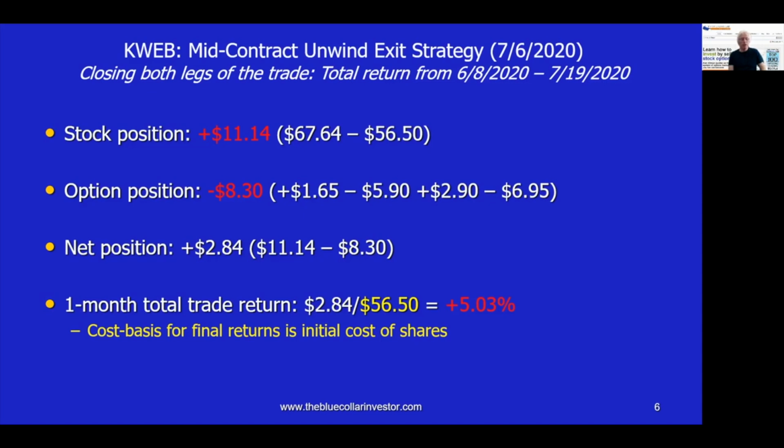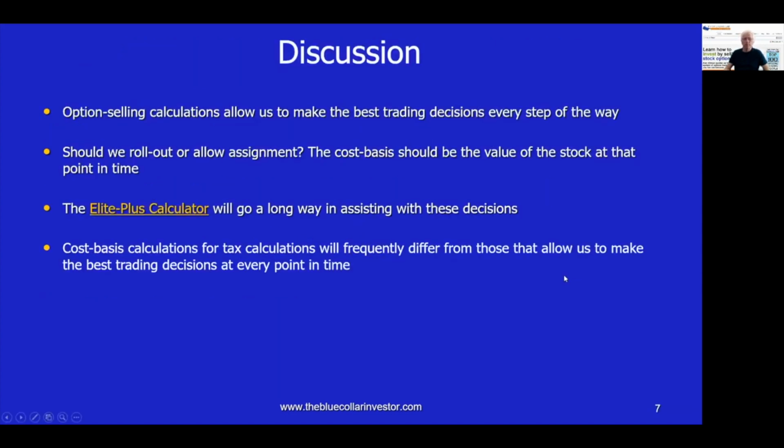Now, what cost basis do we use? Now that the trade is over, what did we enter the trade? 56.50. And that results, folks, in a 5.03% return. So our cost basis for the final returns is the initial cost of the shares.